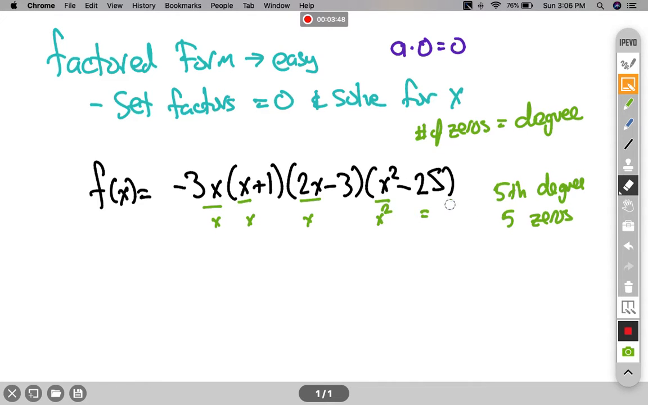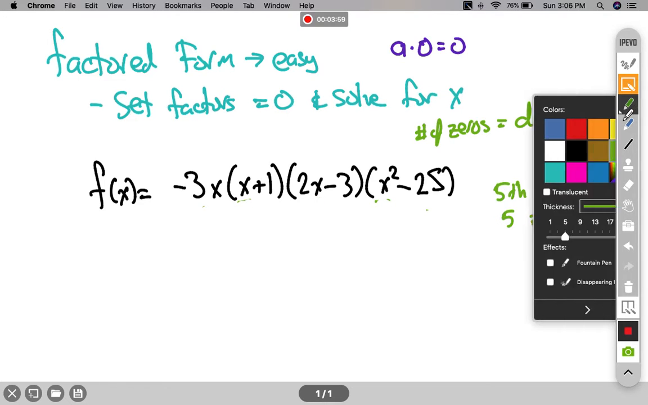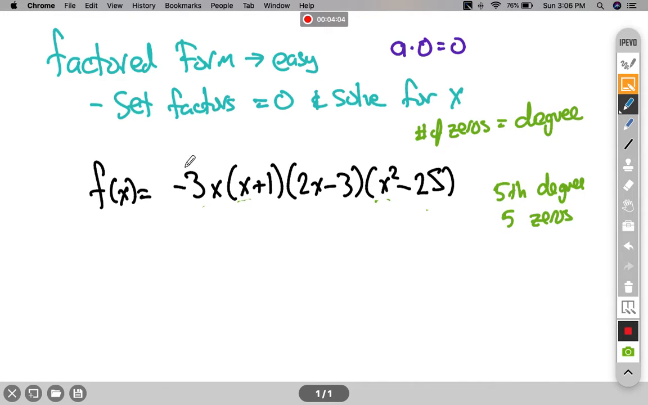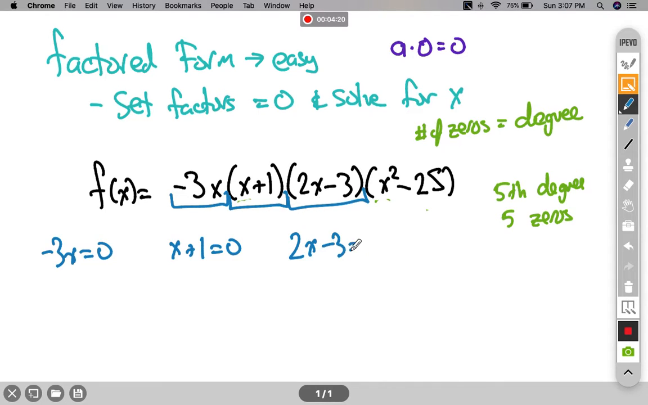Now let's clear these out of the way. To find my zeros, as I said, I set the factors equal to 0. So here's one factor: negative 3x equals 0. Here's a factor: x plus 1 equals 0. Here's a factor: 2x minus 3 equals 0. And here's a factor: x squared minus 25 equals 0.